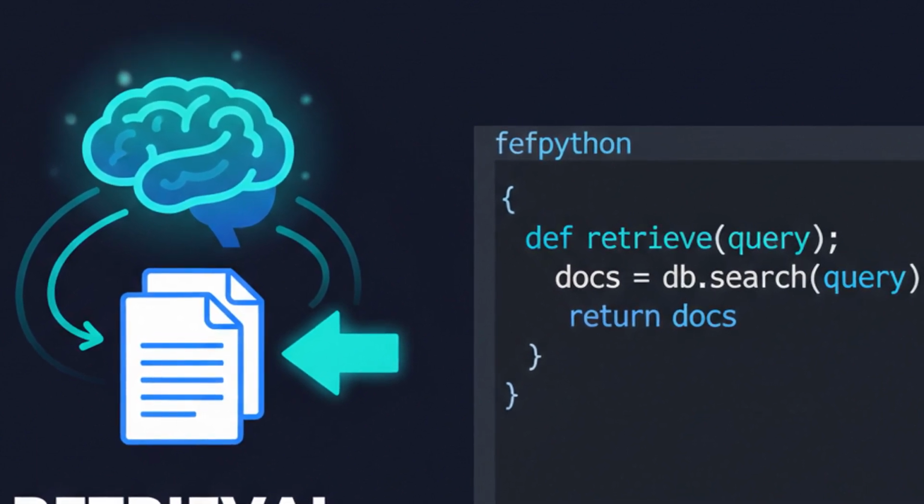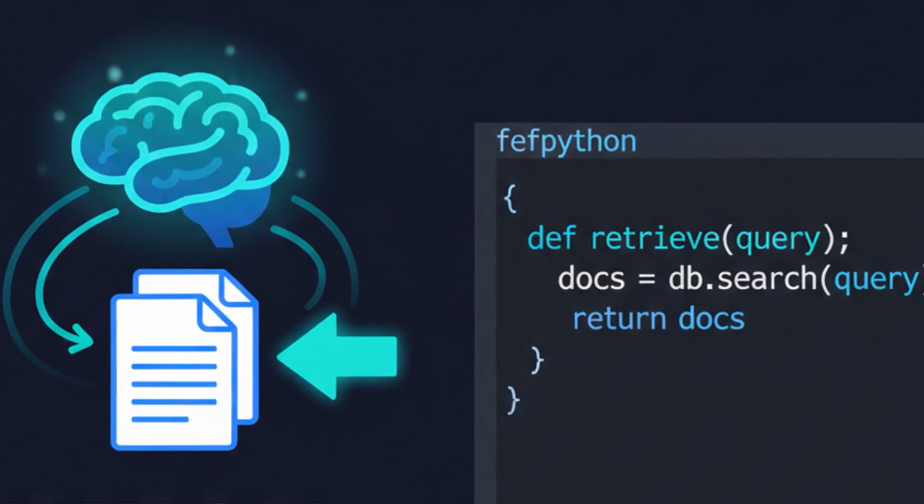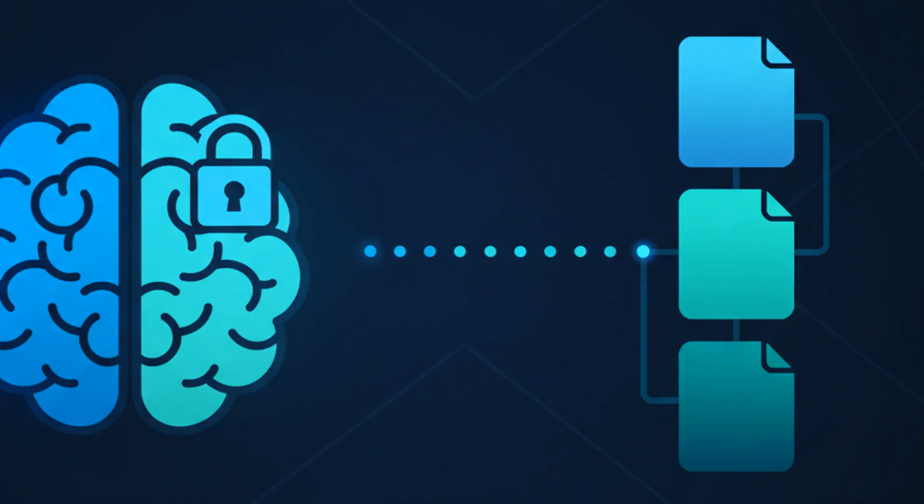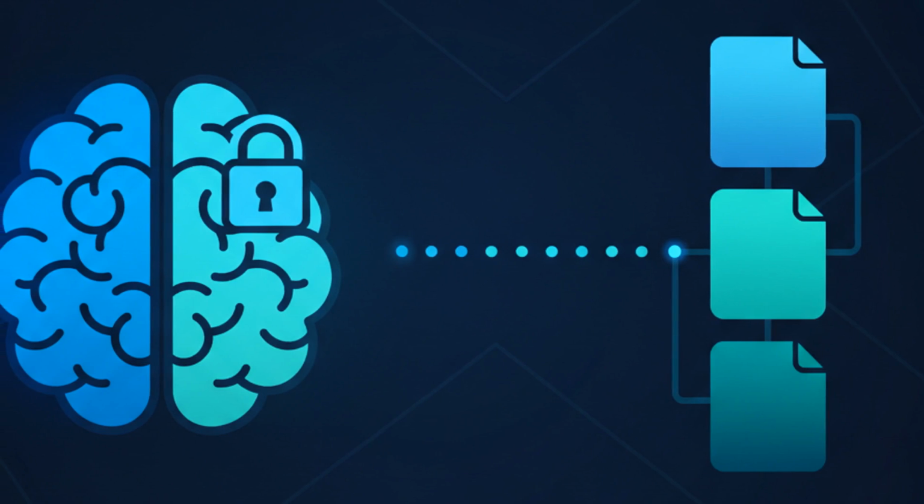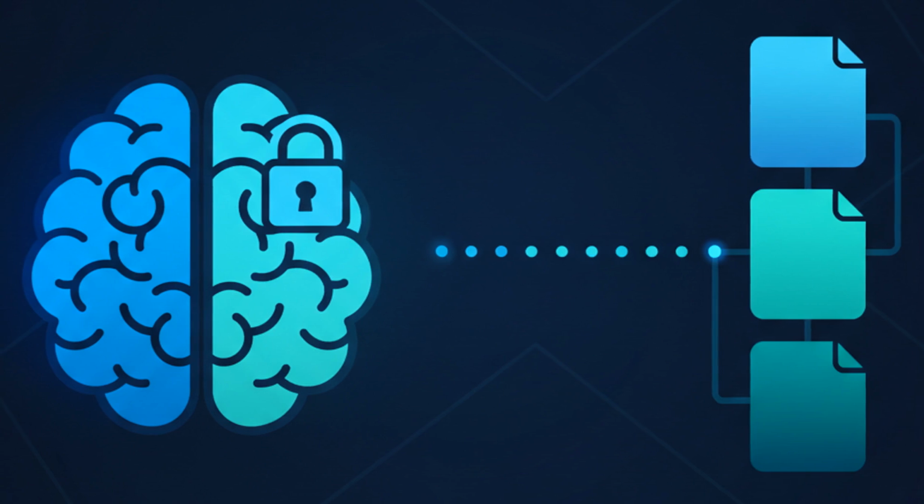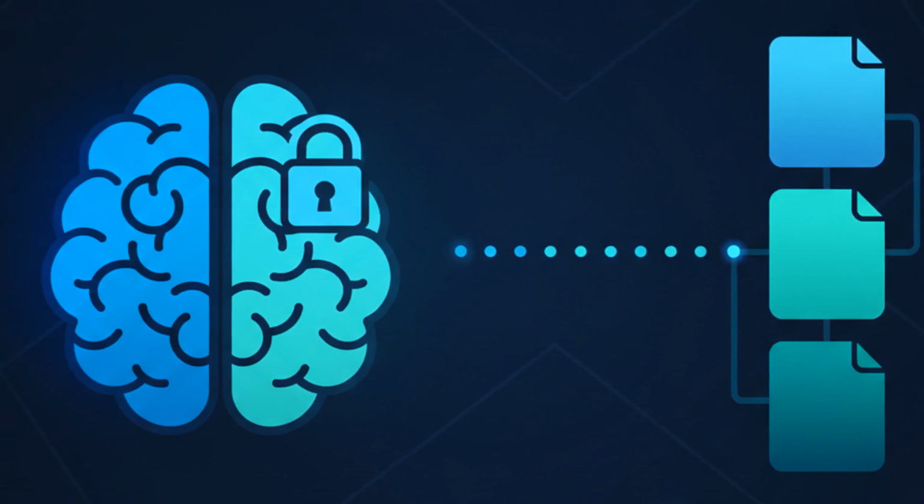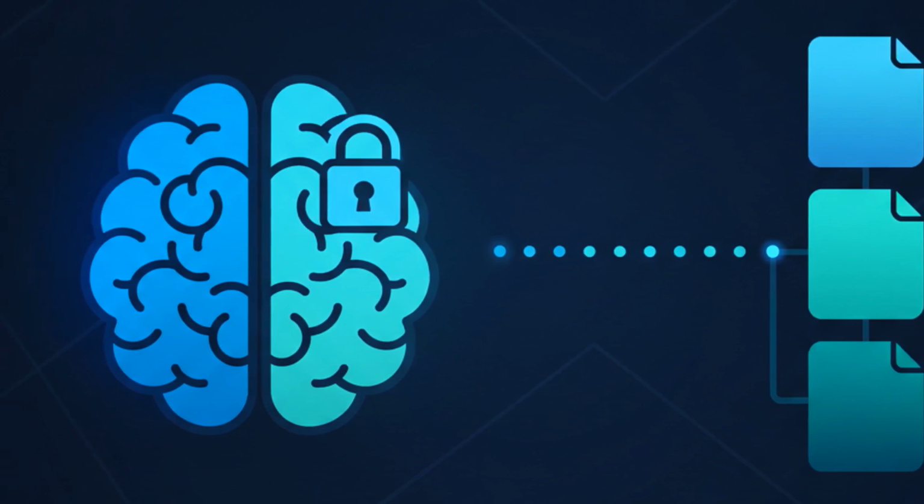And by the end of this video, you will build a complete production version of it, piece by piece, with real code. Let us start with the core problem. A large language model is frozen in time. It only knows what it saw during training, and it has zero access to your private data. Ask it about your internal wiki, and it will either say it does not know, or worse, confidently make something up. RAG fixes this by giving the model the right information at the exact moment it needs to answer.